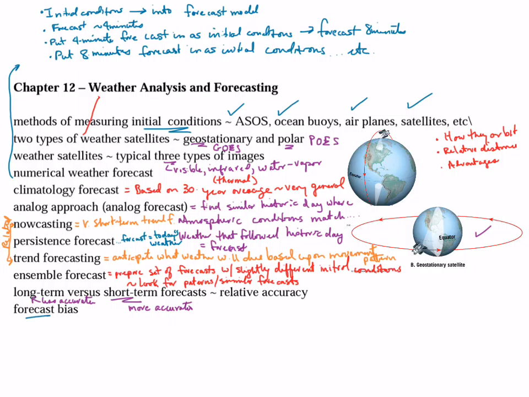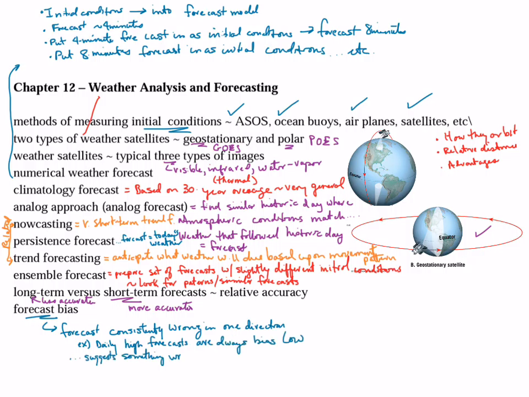And then last but not least, we talked about forecast bias. It means it's slanted always in one direction. What you hope to see in your forecast is that the errors are scattered on either side of what it really is, some high, some low. But if it's always low, for instance, then something's probably wrong with your model.